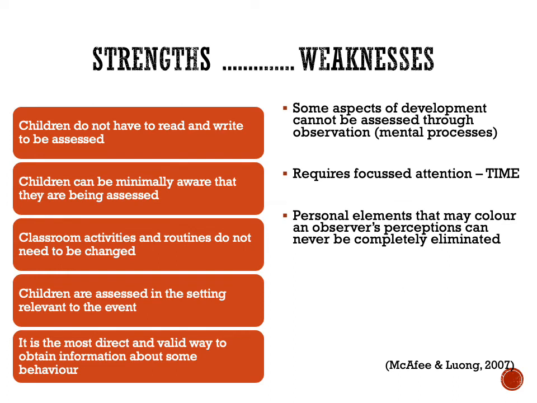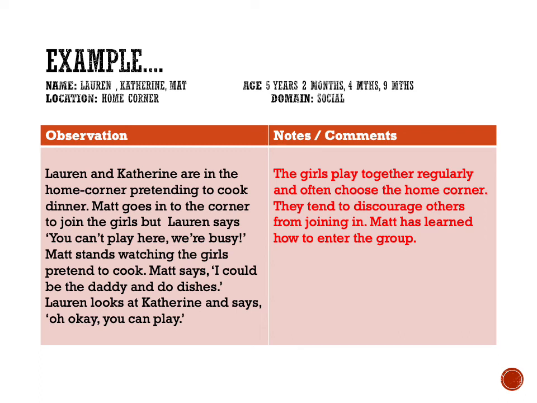But that's not always a bad thing, because sometimes it's good to know lots and lots of data about a child. So for example, our notes and our comments, we've got this observation about Lauren and Catherine, and Matt is trying to join in, and we look at the different kids, we look at what's gone on. The observation is quite matter of fact, the notes and comments are a way of commenting about it. Now for me, when I look at that, I'm like, good on Matt.